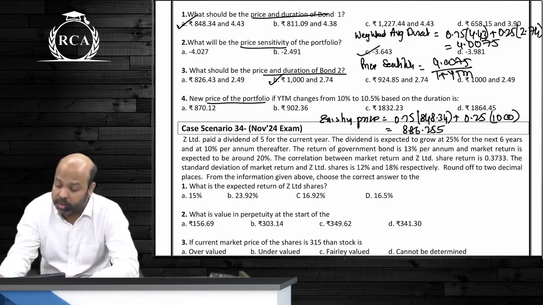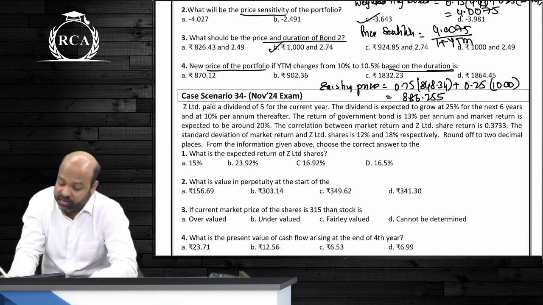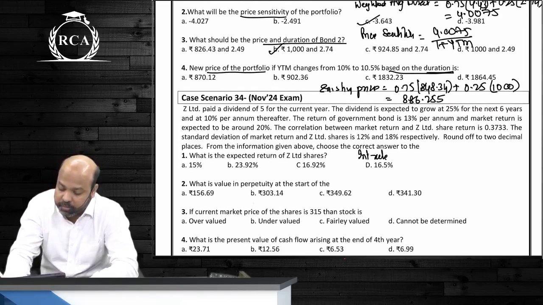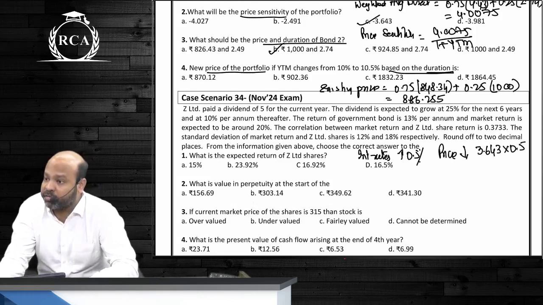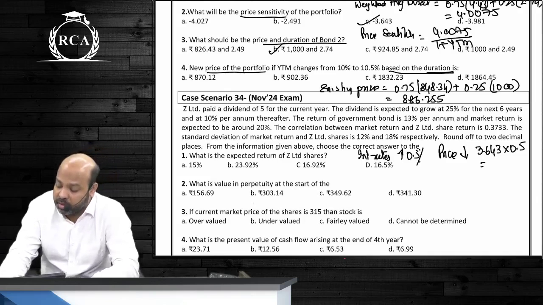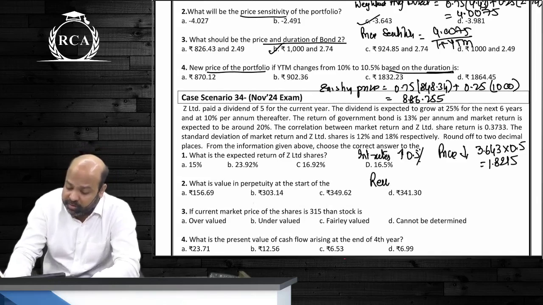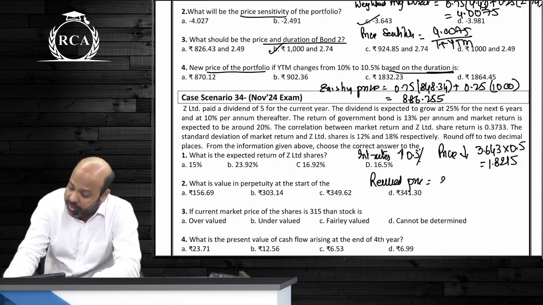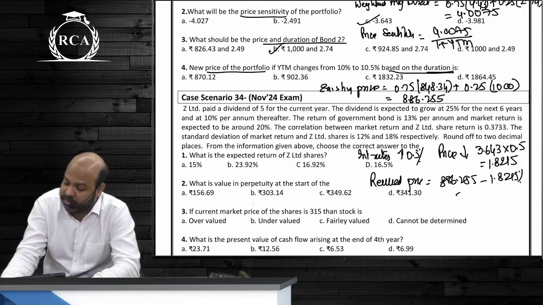886.255. Now guys, based on duration, interest rates are increasing by how much? 0.5%. So price should decrease by 3.643 times of 0.5. Sir, ये 3.643 क्या है? Price sensitivity into 0.5. How much should price decrease by? 1.8215. What do you think will be the revised price now? 886.255 minus 1.8215%.